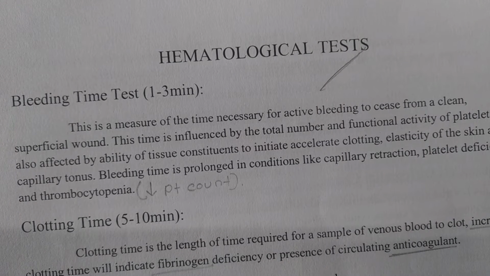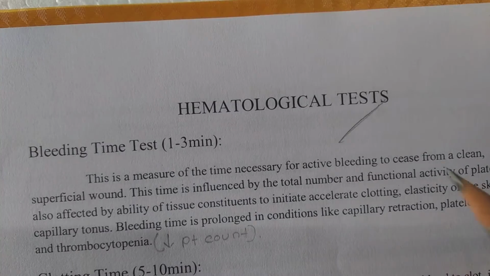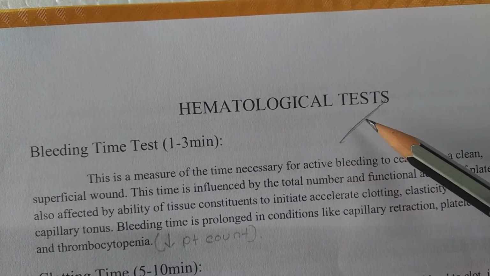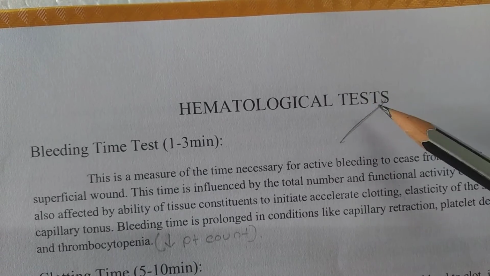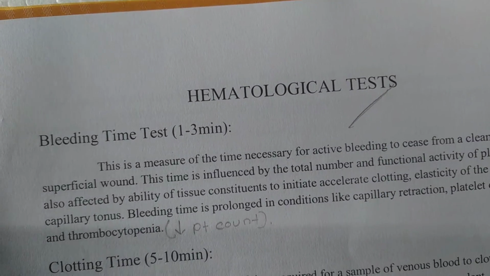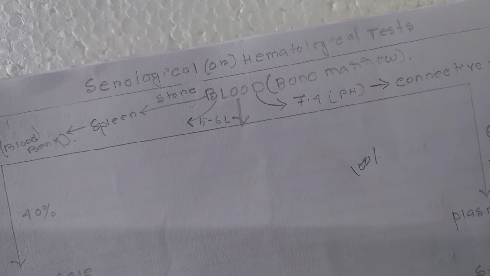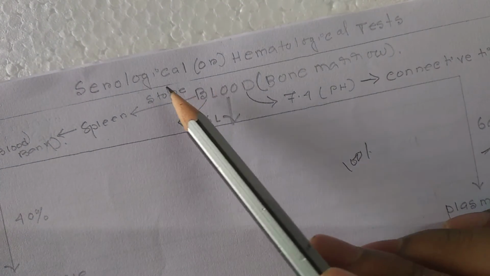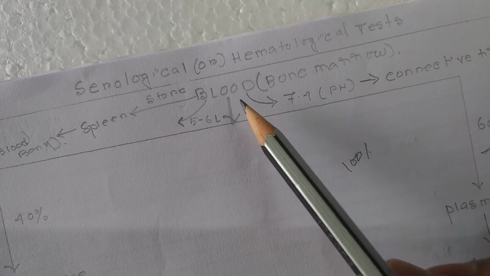Today I am going to discuss the hematological test, otherwise called the serological test. That means the study of blood, which is very important for the diagnosis of disease and disorder. That is the hematological or serological test, and that was the artificial handwriting. So I am back with my original, natural handwriting: serological or hematological test.